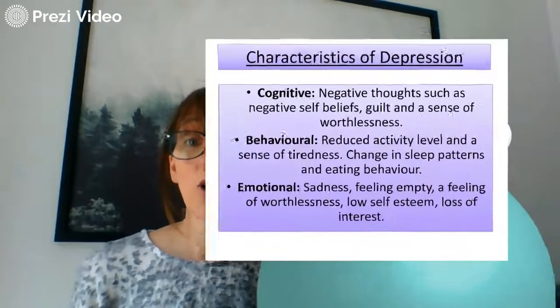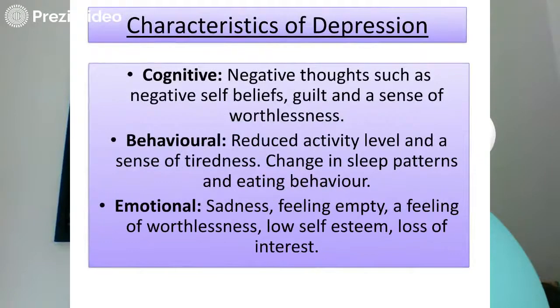We need to look at cognitive, behavioural, and emotional characteristics. So the cognitive characteristics of depression are negative thoughts, such as negative self-beliefs, a sense of guilt, and worthlessness. Behavioural characteristics: reduced activity level and a sense of tiredness, a change in sleep patterns and eating behaviour. This could be an increase or decrease in sleep and an increase or decrease in eating behaviour.